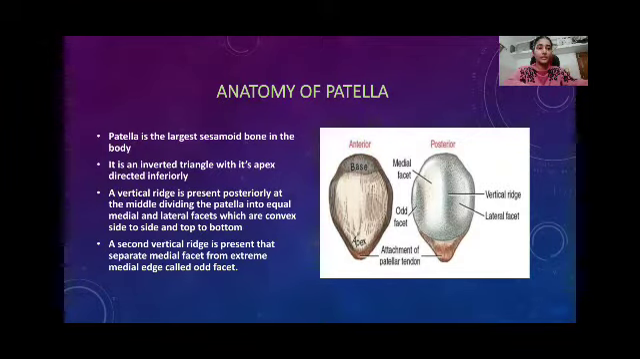A vertical ridge is present in the posterior aspect at the middle, dividing the patella into medial and lateral facets, which are both convex from side to side as well as from top to bottom. A second vertical ridge separates the medial facet from the extreme medial edge of the patella, and this is known as the odd facet.